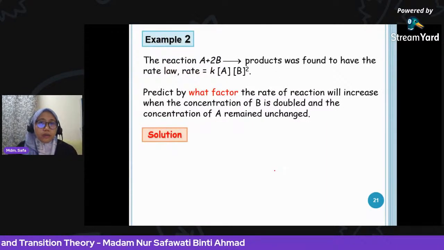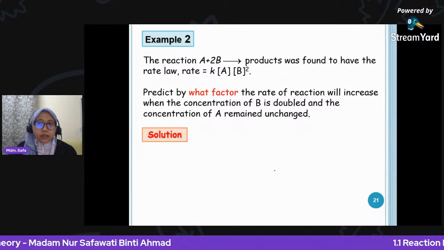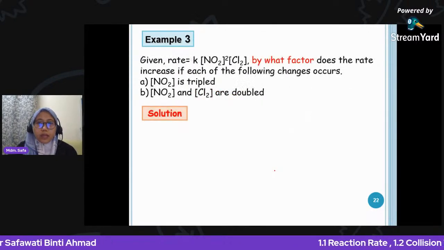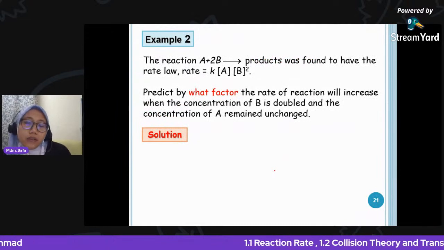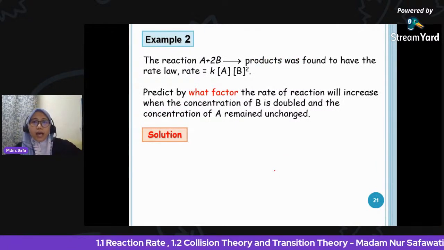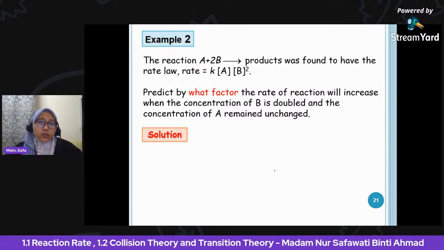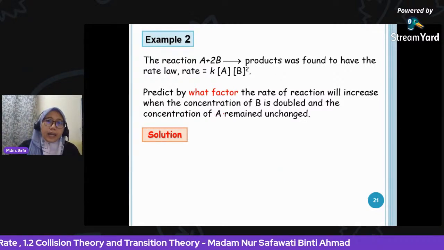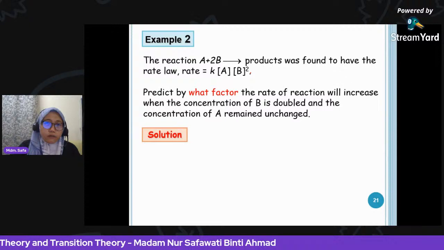Okay, so kita tengok example 2. Okay, tengok example 2. The reaction A plus 2B produce products was found to have the rate law. Rate is equal to K concentration A and concentration B power of 2.